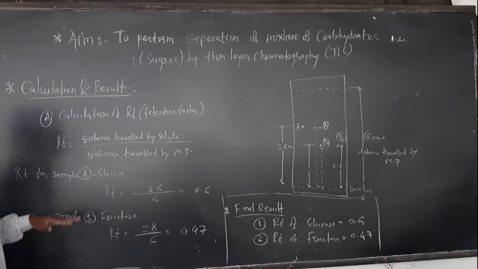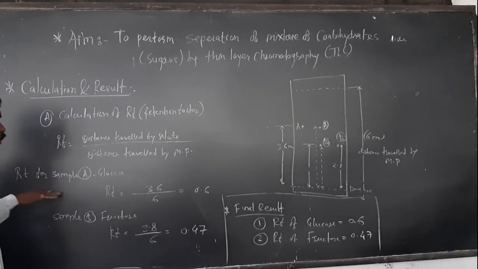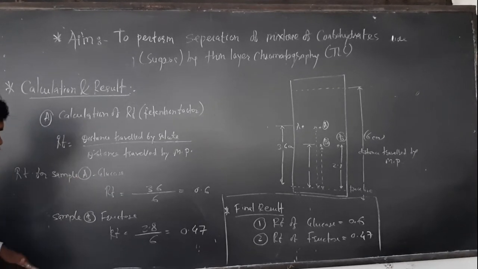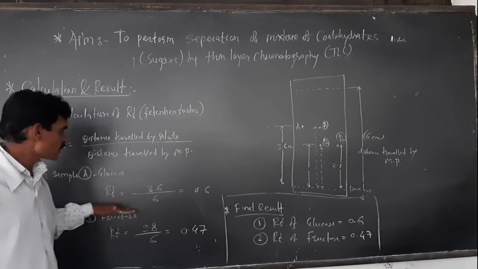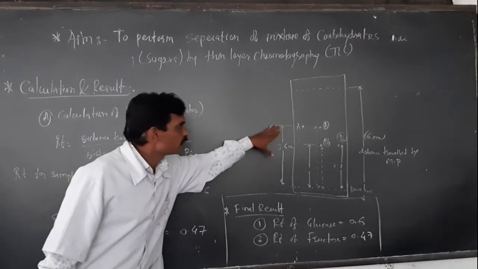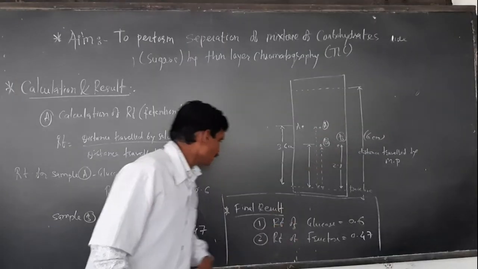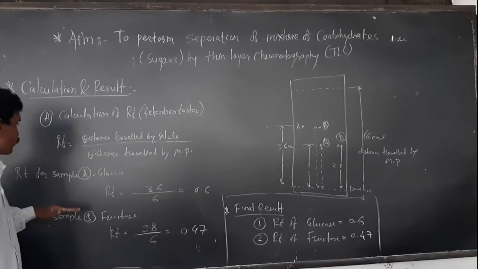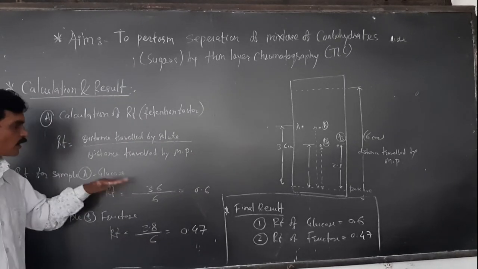First of all, we calculate the RF value for sample A. The sample is the sample of glucose. So the RF value for the sample is obtained by dividing 3.6 by 6 centimeter. We got 0.6. So the RF value for glucose is 0.6.